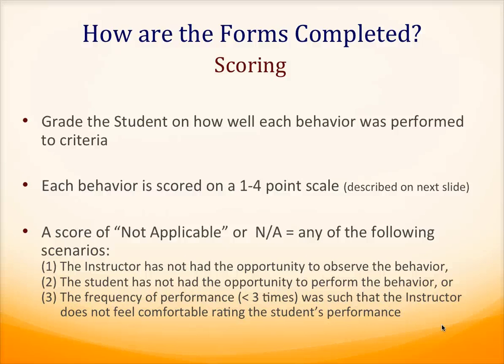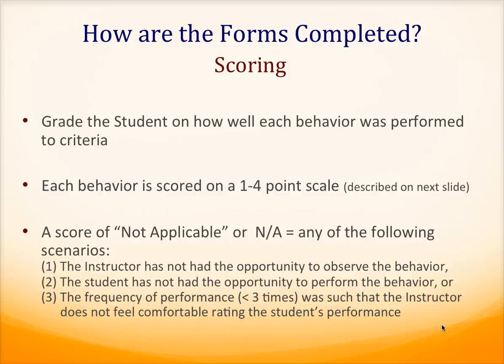So now that you've accessed the form and have found the location of the criteria for the objectives, how do you actually go about scoring the student? You will assess the student's performance of how well he or she performed each component behavior to criteria on a 4-point scale. We will discuss this 4-point scale on the following slide.